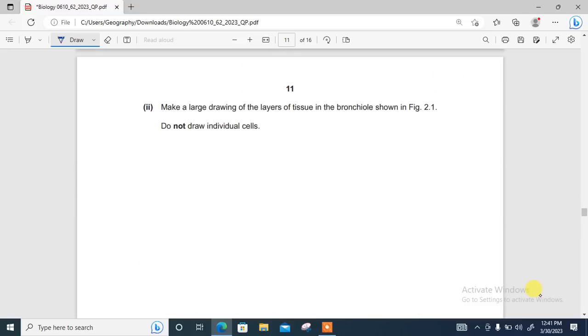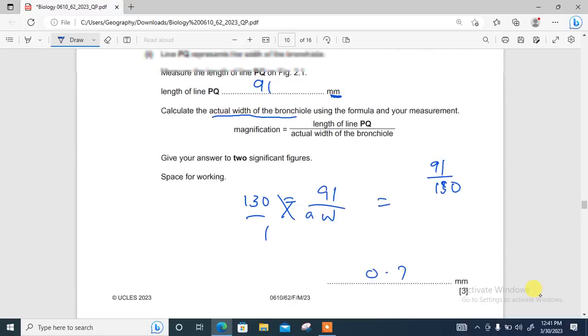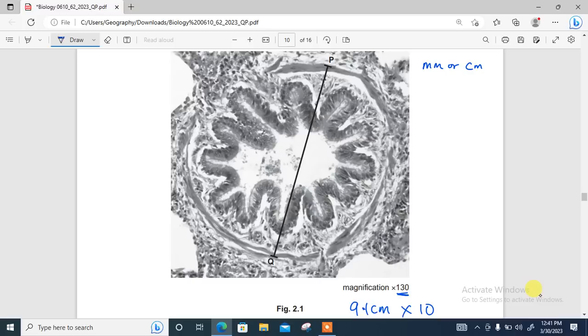Now they said make a large drawing of the layers of the tissue in the bronchioles. That means we should make a large drawing of the layers of these tissues in these bronchioles. This is not like an art class, so you don't need to do any form of shading. You just need single line drawings, and your drawing should be very large to cover more than half the space given to you in the question. So if I were to draw this, I will try. You just need single lines. But it should be quite large.